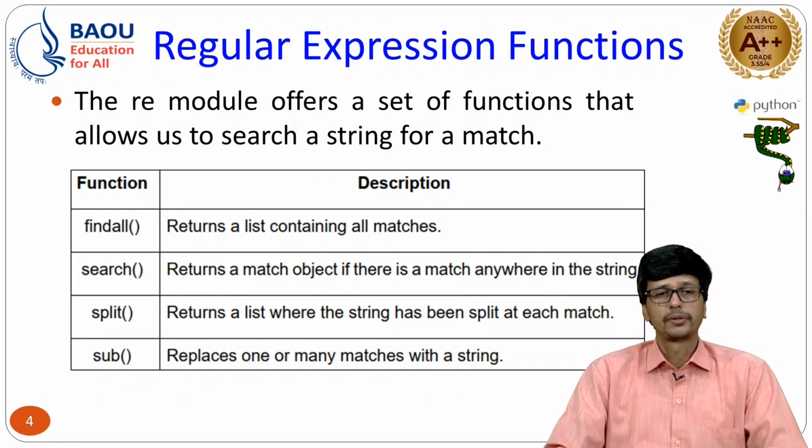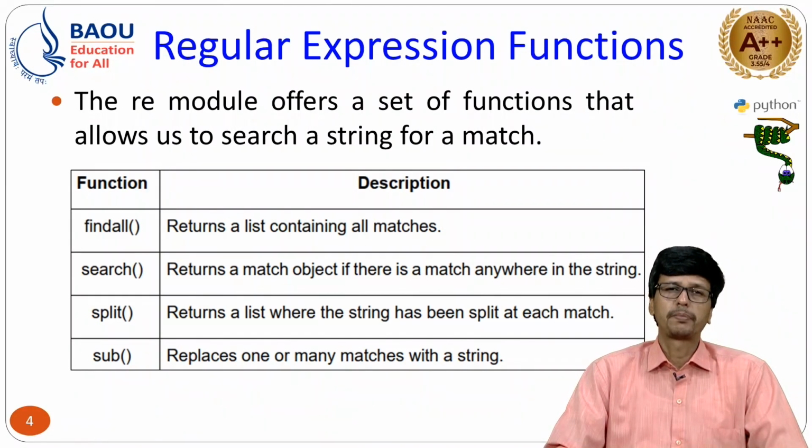Then after search, it will return a match object, which is the re module's match object. If there is a match anywhere in the string, if you can find some string, then it will also return the index values, from the starting index to the ending index, in which that particular string or collection of characters you are searching for exists. So that span will be returned.